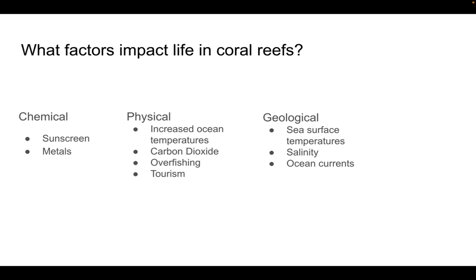Geological factors include sea surface temperature, salinity, and ocean currents. These are numerous stress factors that can detrimentally impact the health of coral reefs. These include changes in sea surface temperature and salinity, sea level and ocean currents, and nutrient availability.